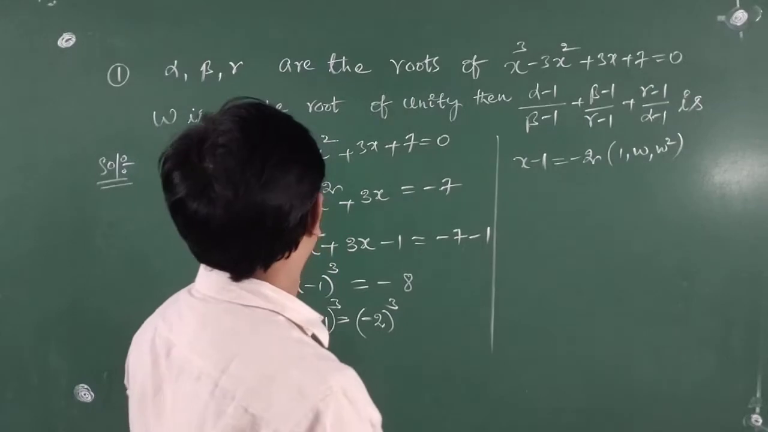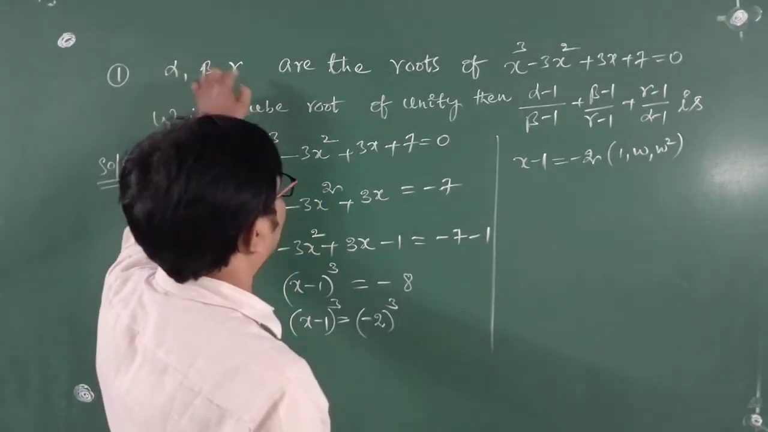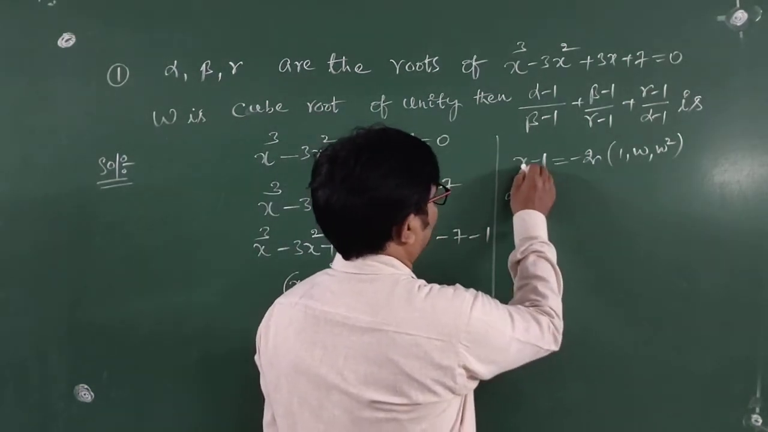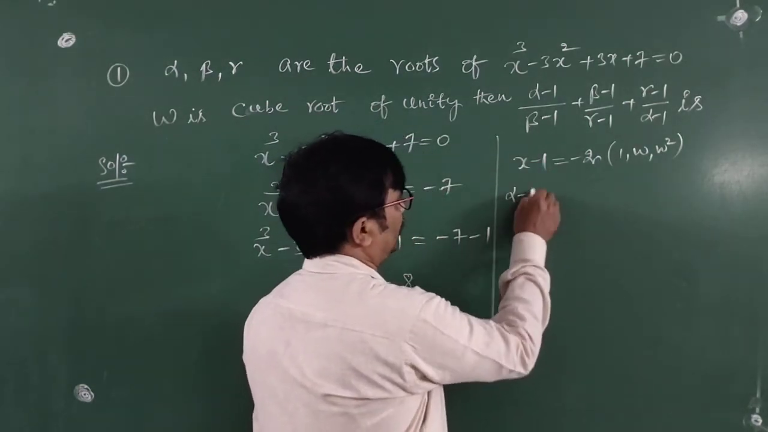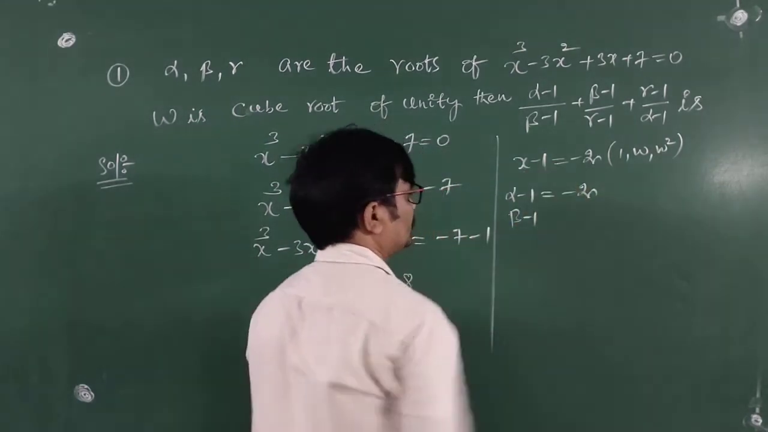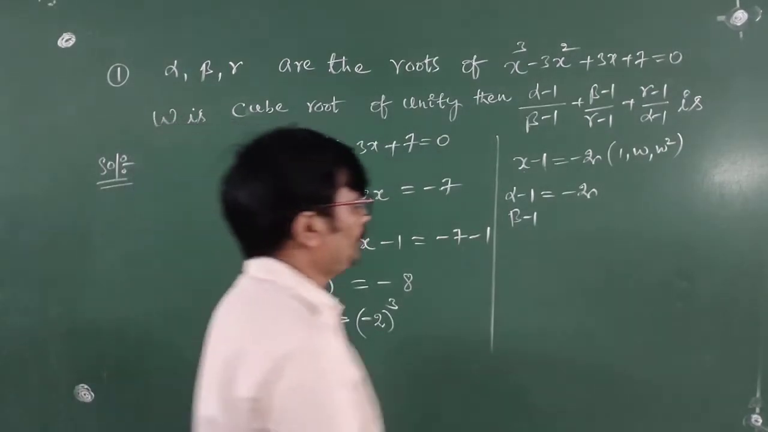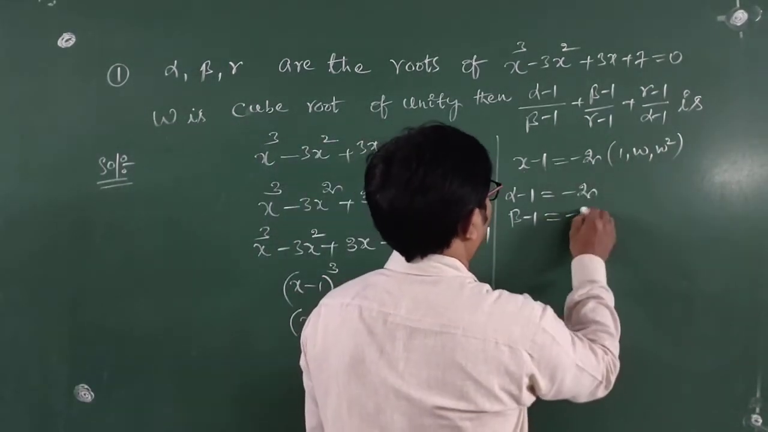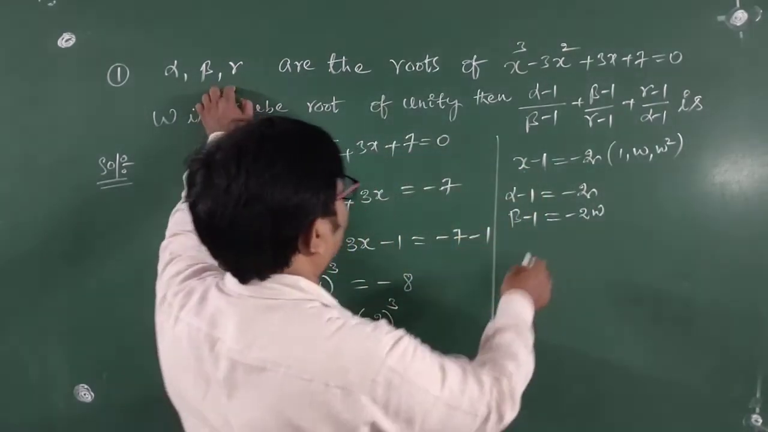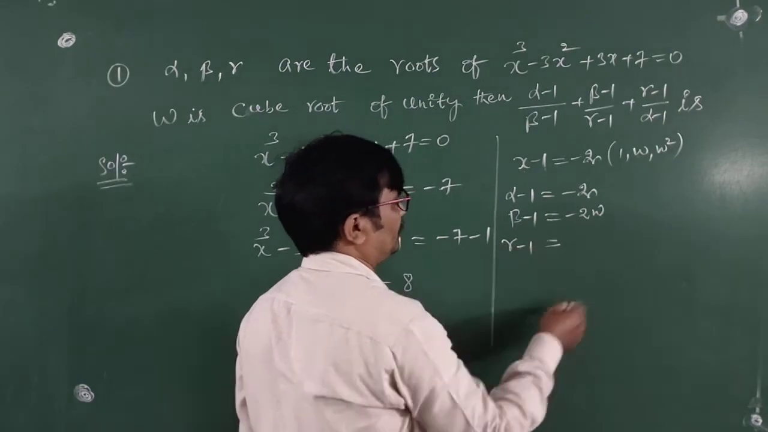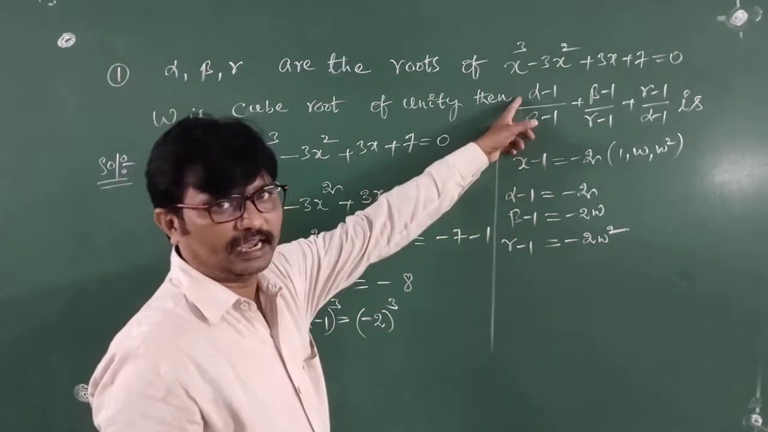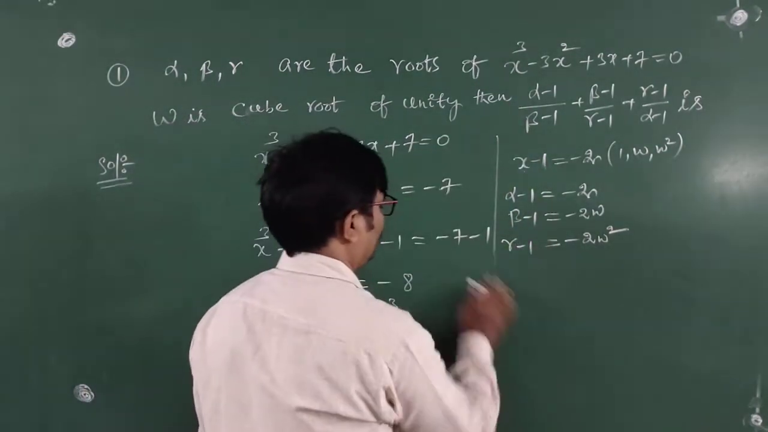So students, what we observed here: alpha, beta, gamma are the roots. Substituting x equal to alpha, alpha minus 1 is minus 2. Substituting x equal to beta, beta minus 1 equal to minus 2 omega. Taking gamma as the root, gamma minus 1 equal to minus 2 omega square. So now we have to find the value.